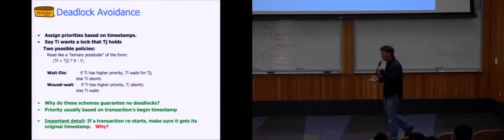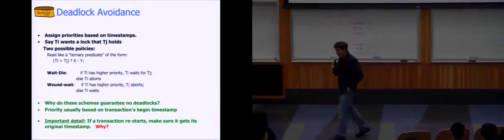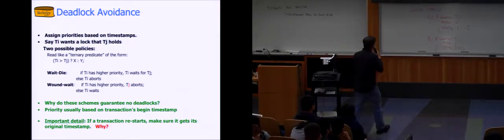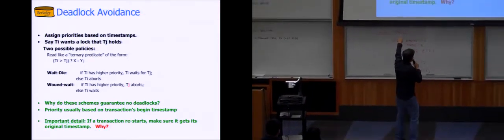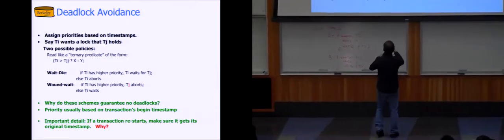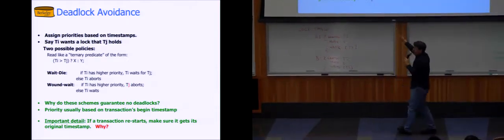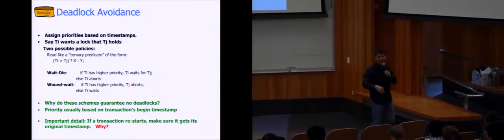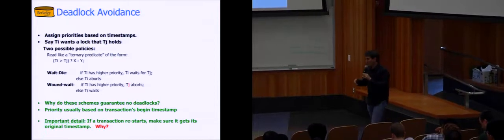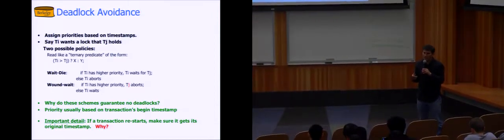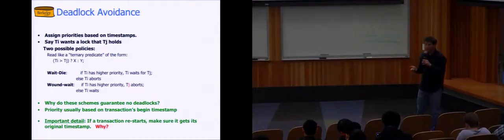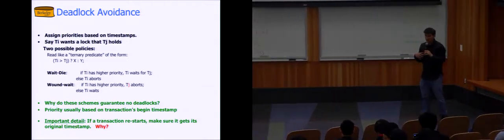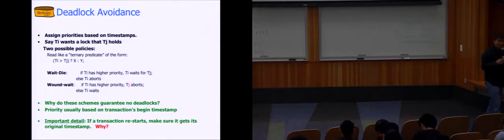Why would you want to do that in a database system? Why favor the elderly, so to speak? Well, let's answer this question. Important detail, though: if a transaction restarts, make sure it gets its original timestamp. Why? So that you get older over time. If every time you abort you become a newborn, then you'll be a baby all the time and you'll never have priority. So if you restart, you keep your original timestamp, so you will get older. So why is it good to favor the elderly?